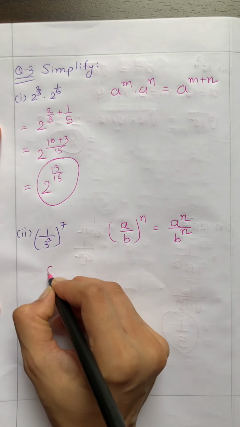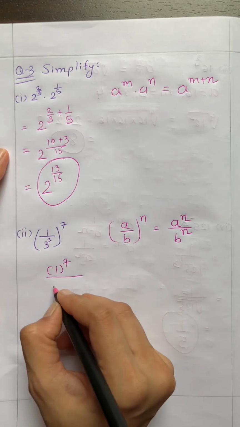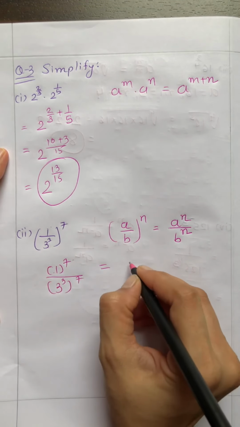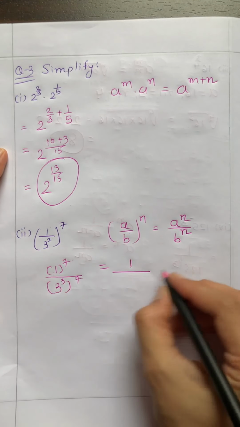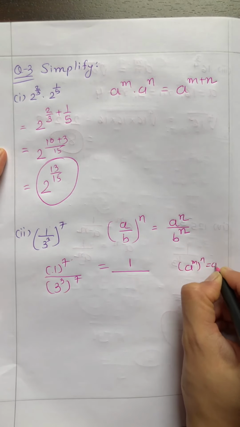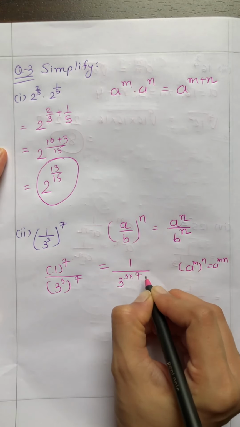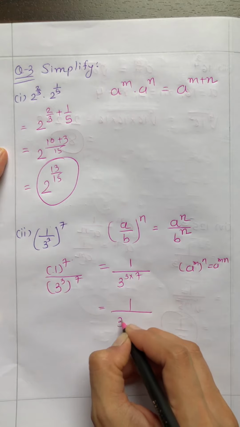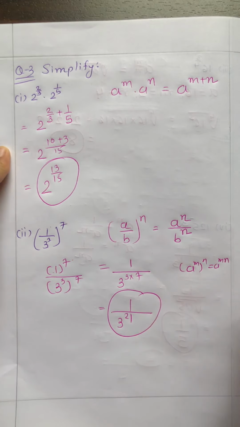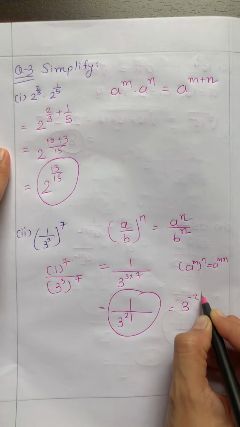So 1 raised to 7 upon 3 raised to 3 whole raised to 7. 1 raised to 7 is 1, upon, if we compare with a raised to m whole raised to n is equal to a raised to m multiply by n. So here it is 3 raised to 3 multiply by 7. So final answer is 3 raised to 21. 1 upon 3 raised to 21. Or 3 raised to minus 21.